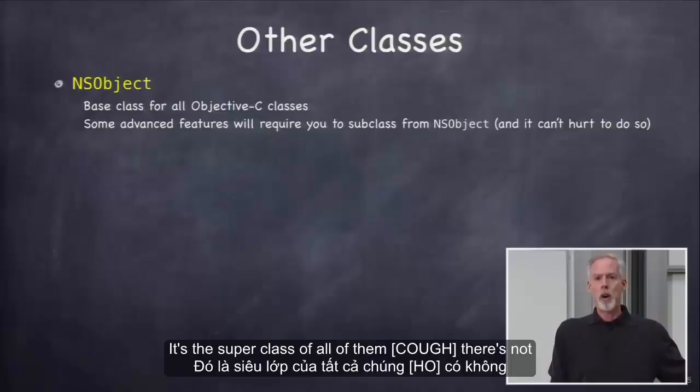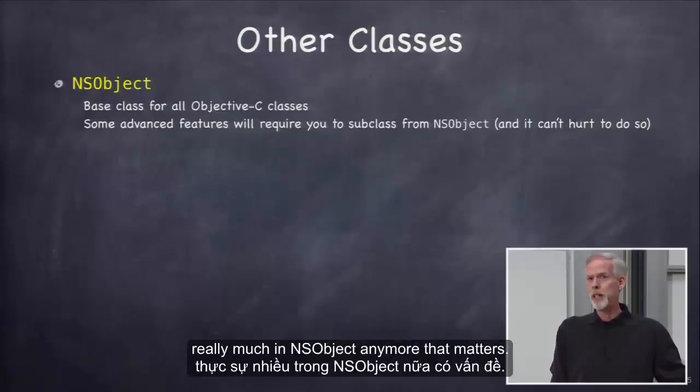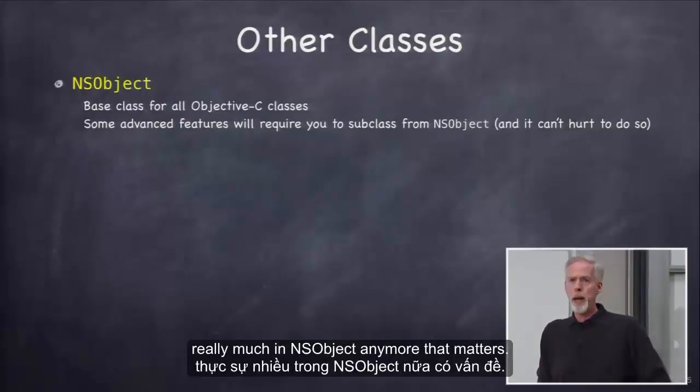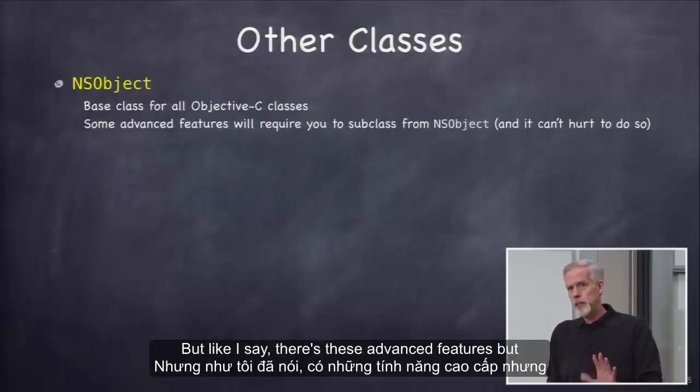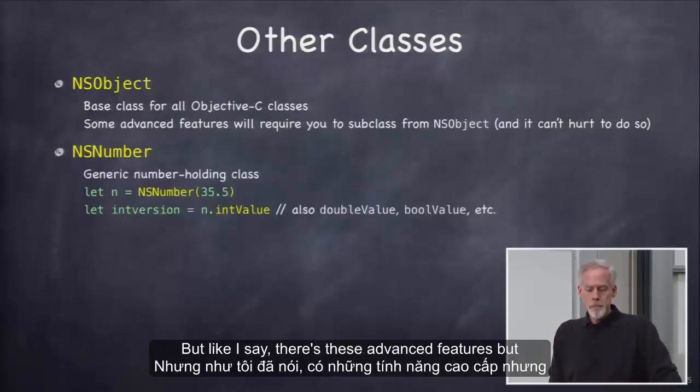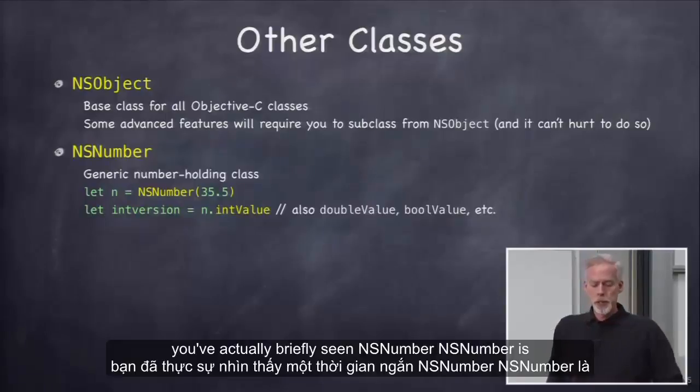It's the superclass of all of them. There's not really much in NSObject anymore that matters. But like I say, there's these advanced features. But then there's NSNumber. You've actually briefly seen NSNumber.